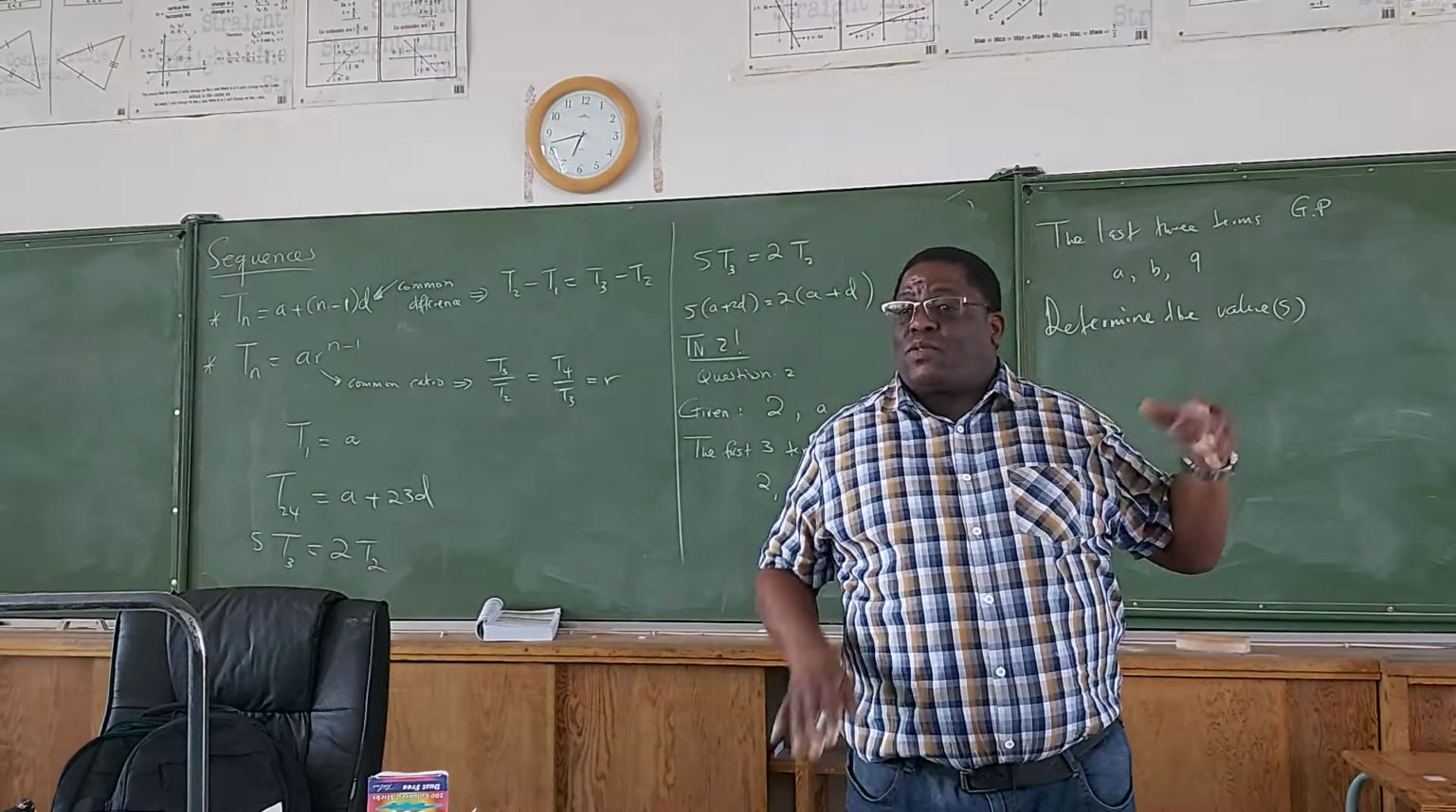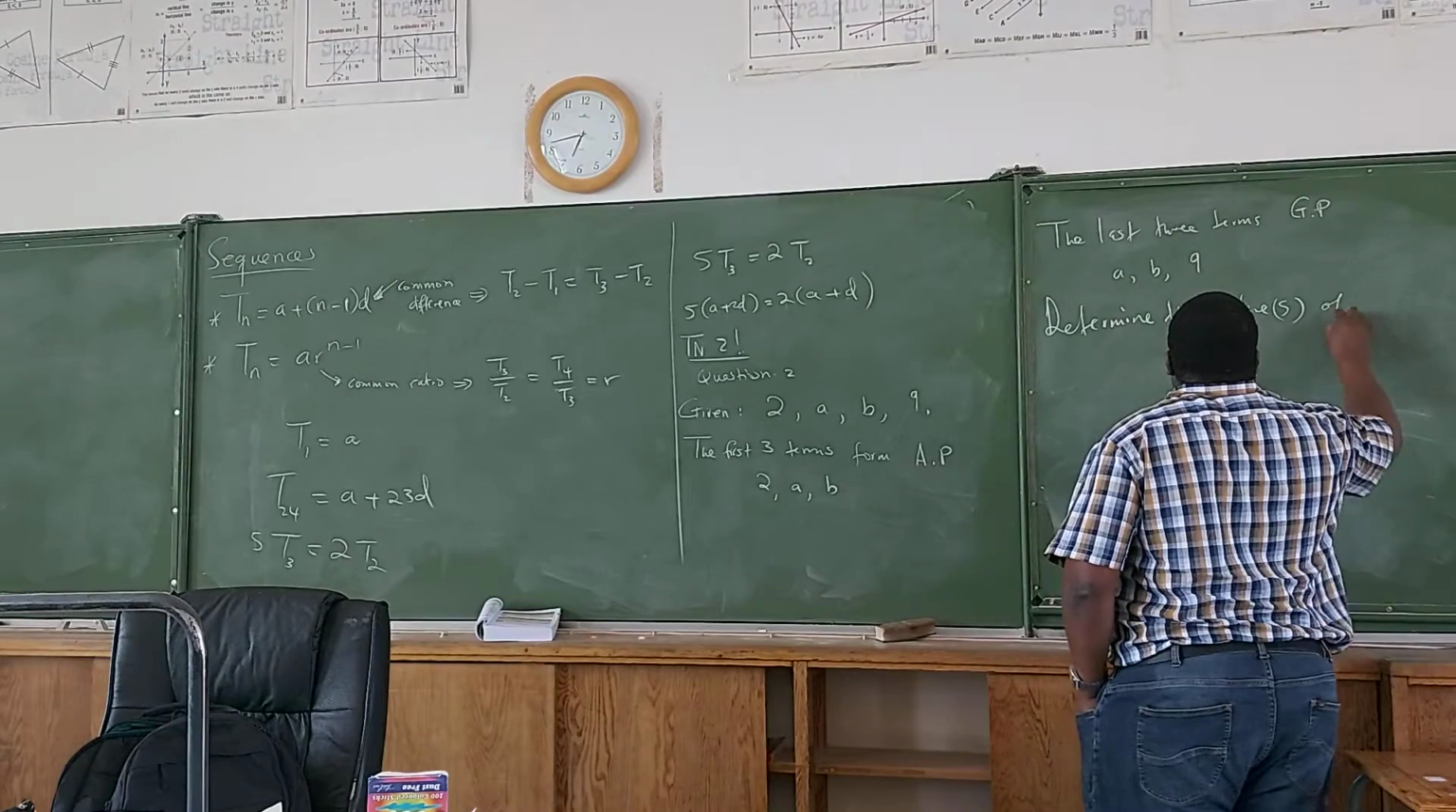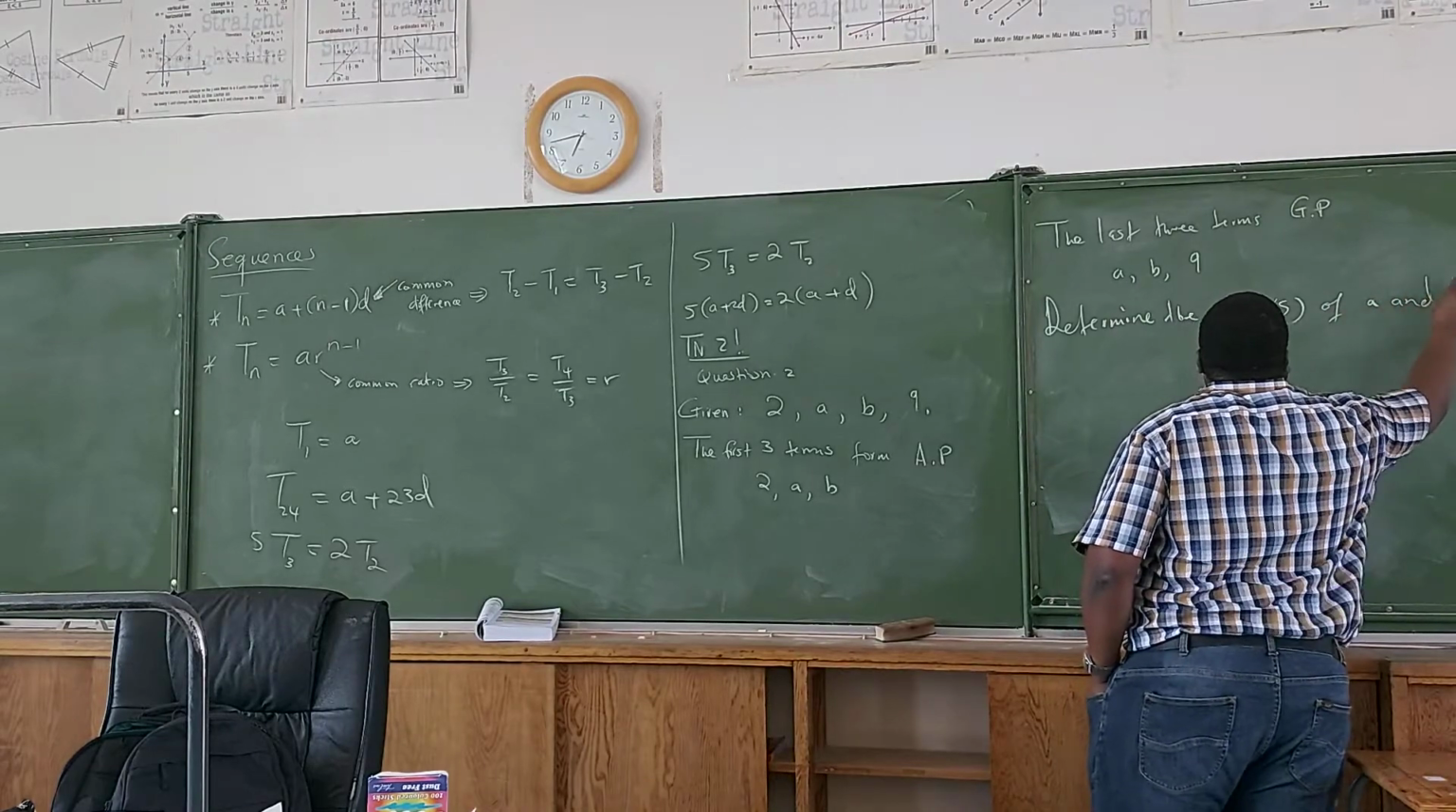They're going to say it becomes quadratic, but that's good. They're also going to say: determine the values of A and B.